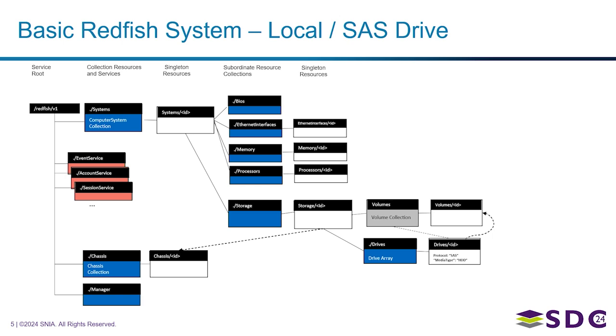This one is purely Redfish. You have a basic Redfish system that's just got a local SAS drive attached. There's actually no Swordfish in this picture. So you start with a system, and I know this one gets a little tiny. That's what you get for sitting in the back.